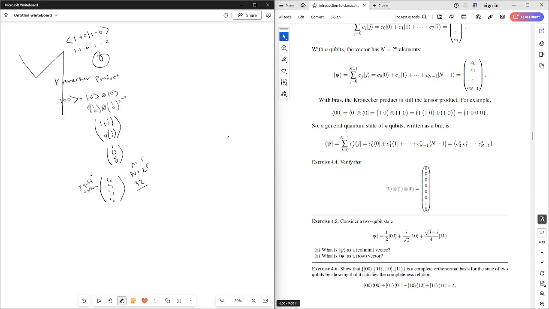We saw it with kets here. That's with kets. With bras, it works the same way. So the Kronecker product of two bras, for example, is still just the tensor product of those 2 bras.